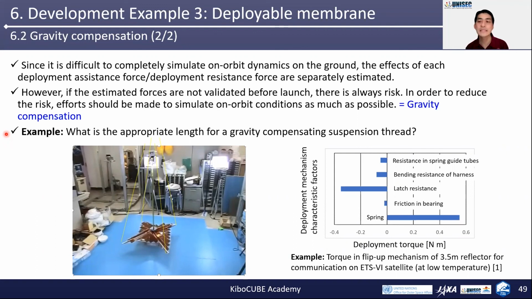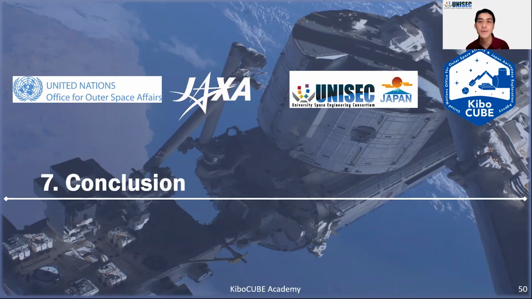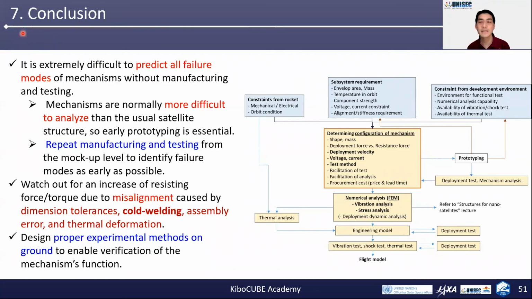I believe these trials will lead us to the development of innovative space systems in the near future. Here I conclude my lecture today. These items summarize my talk. It is extremely difficult to predict all failure modes of mechanisms without actually manufacturing and testing. The mechanism is normally more difficult to analyze than the usual satellite structure, so early prototype is essential.